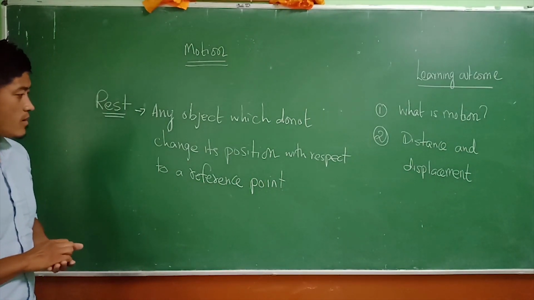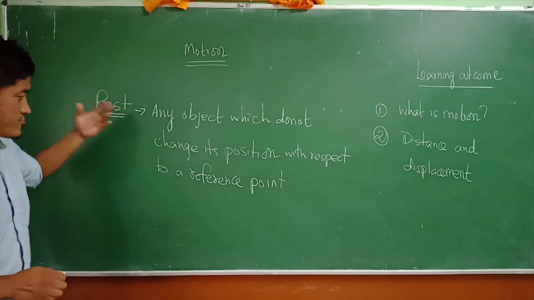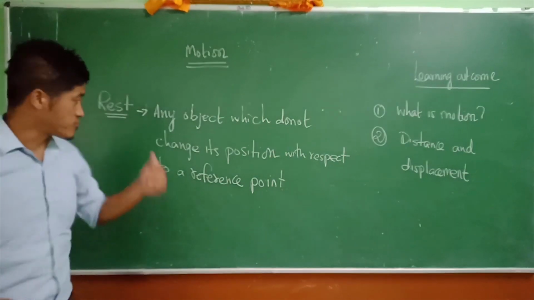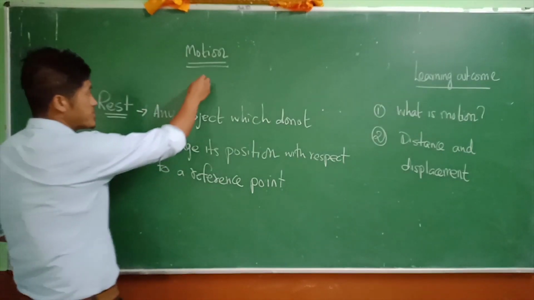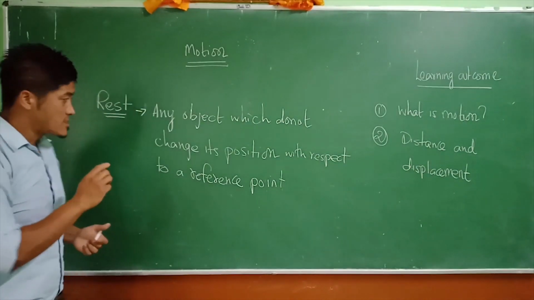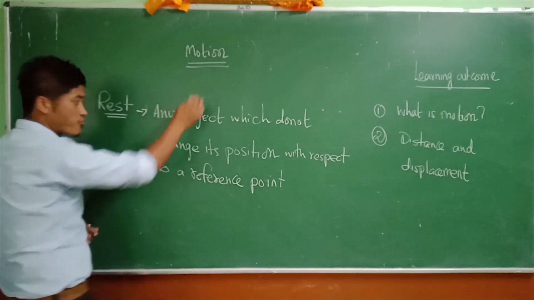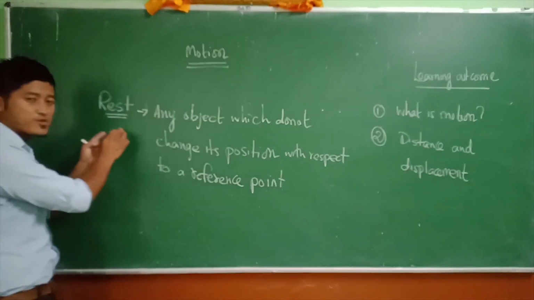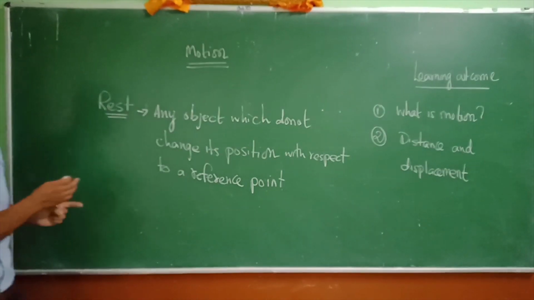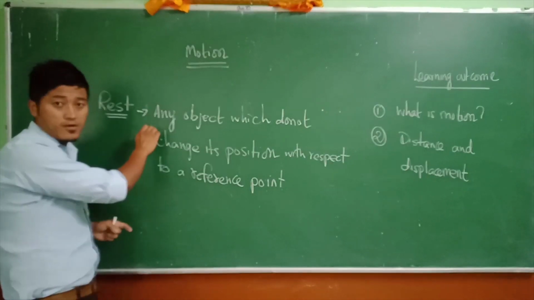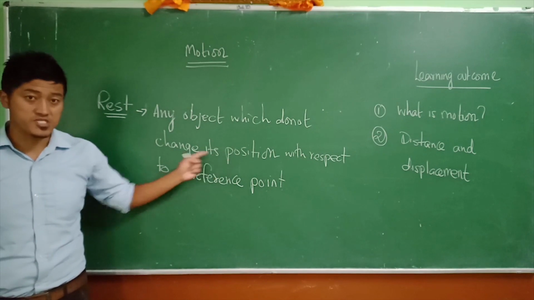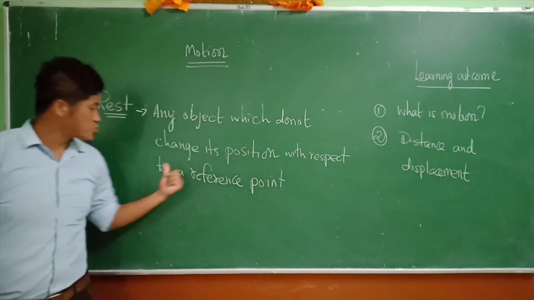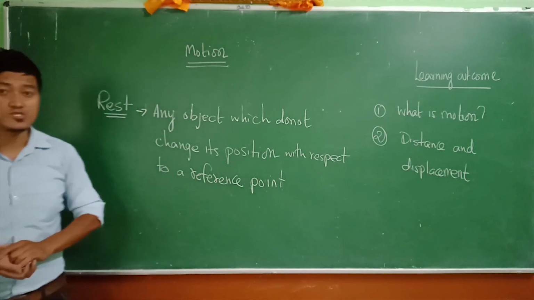Okay, so now if an object is at rest, the opposite of this is the object in motion. Our topic today is motion. So if we are going to learn about motion, we have to go exactly opposite of this thing over here, right? As I have written over here, any object which does not change its position with respect to a reference point. Reference means you are going to refer.